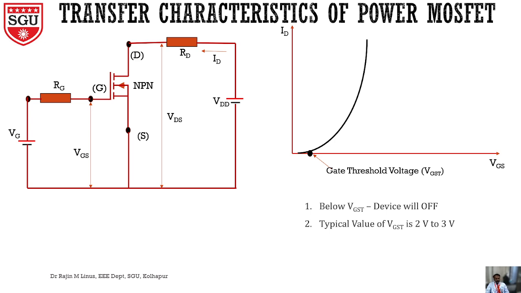The typical value of the gate threshold voltage will be 2 to 3 volts, a maximum of 3 volts and a minimum of 2 volts. So when we apply a gate voltage less than the threshold, this MOSFET will not conduct. We have to apply a voltage more than the threshold value of 2 to 3 volts.